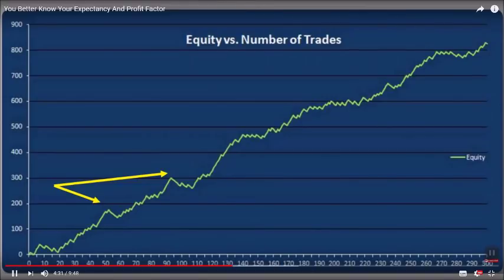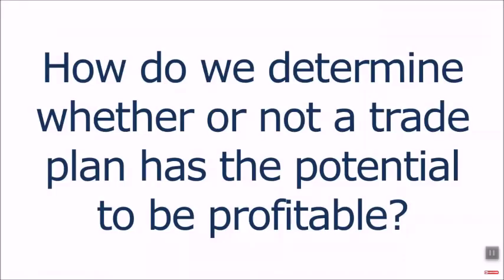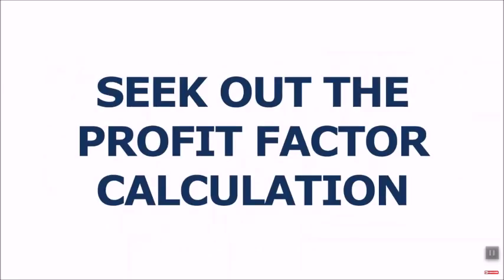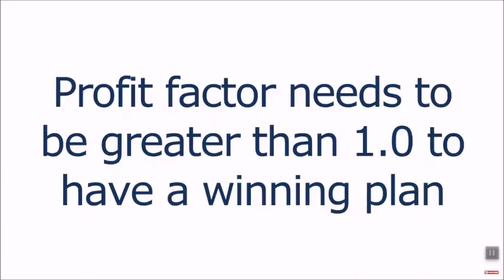So how do we determine whether or not a trade plan has the potential to be profitable? You seek out a profit factor calculation, and here's how to calculate profit factor: the ratio of the sum of all winning trades to the sum of all losing trades. Now, profit factor needs to be greater than 1.0 to have a winning plan. This makes sense. It simply means that you need more total winnings than the total losses.